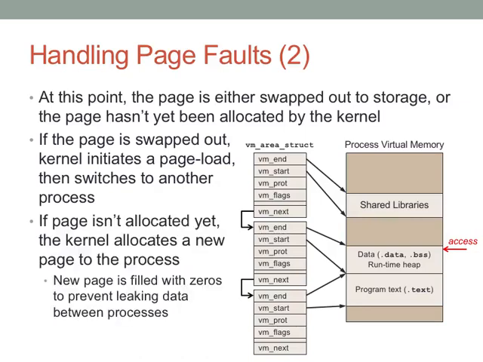Or if it's not allocated, it can just zero fill a frame and put that into the process's address space. Okay, we're going to talk about this in a lot more detail in the future. But you can see generally how this all hangs together.